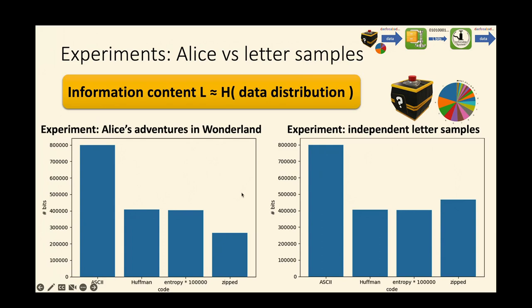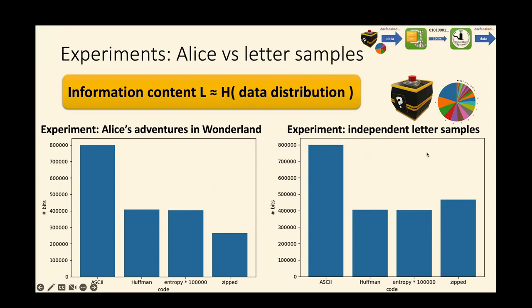The reason is that there's much more structure than just single letter frequencies in English text. You also have bigrams and trigrams, and you have words, you have language structure, sentences. And if you can exploit that, well, you can be better. And that is what zip does, apparently, quite cleverly. It beats it like big time.